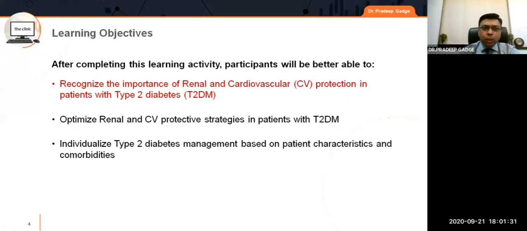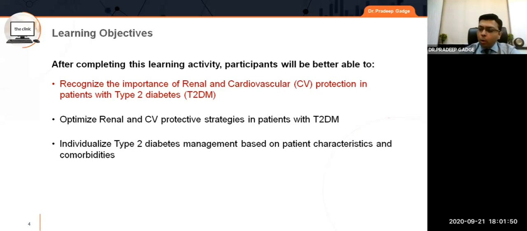So the learning objectives of today's talk are to realize the importance of renal and cardiovascular protection in patients with type 2 diabetes, and how to optimize your treatment strategies in type 2 diabetes to protect the kidney and the heart in the best possible way.